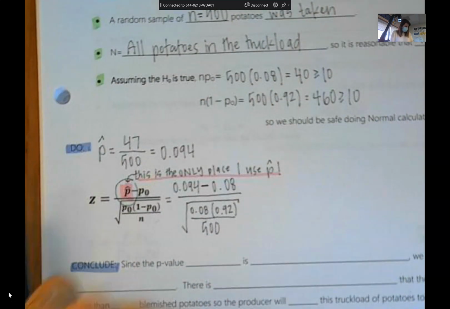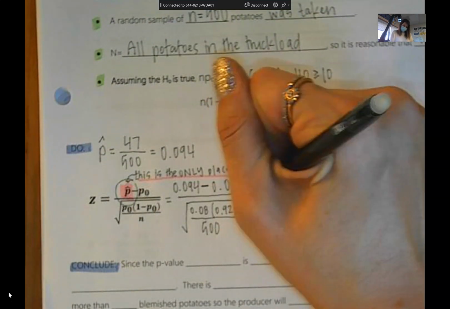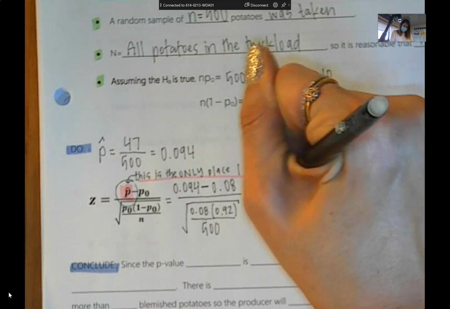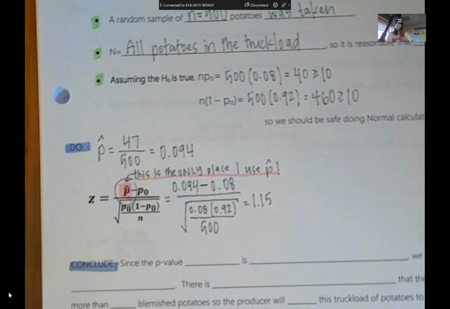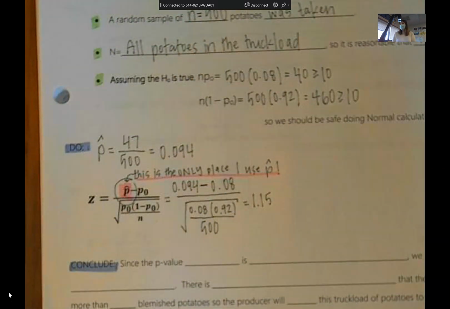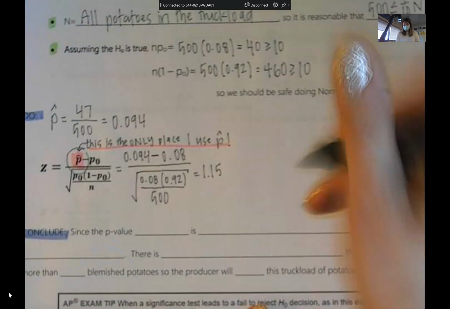Okay, I got 1.15. Is that what you guys got? So our sample is 1.15 standard deviations above the claimed value. That's not too far away. Let's see what p-value that ends up giving us.